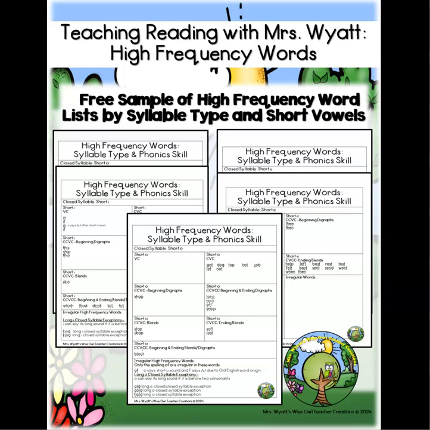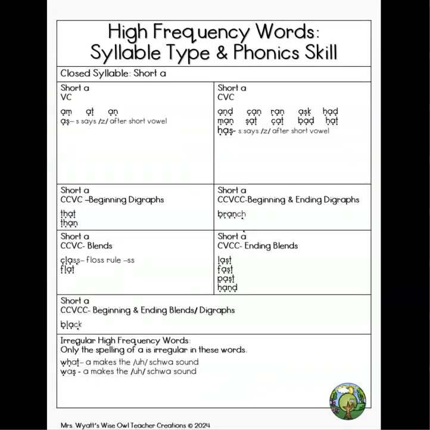So we're going to take a second and look at these lists. So this one is the short A, and it's labeled by the VC pattern, the CVC pattern, the CCVC pattern, and then I have it labeled as beginning digraphs. Then you move to the CCVCC pattern, which can be beginning and ending digraphs.